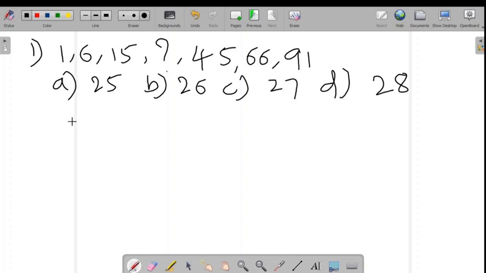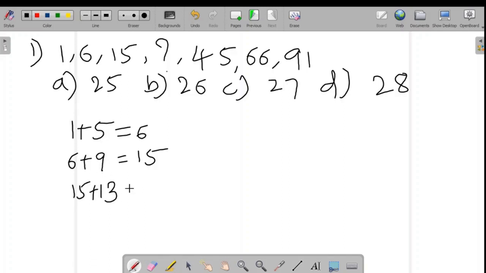Let us take the first number and the difference here. 1 plus 5 is 6. Next, 6 plus 9 is 15. So there is an increment of 4 here. Let us add a number which is incremented by 4. 9 plus 4 is 13. 15 plus 13, we will get 28. So we expect 28 at this question mark.